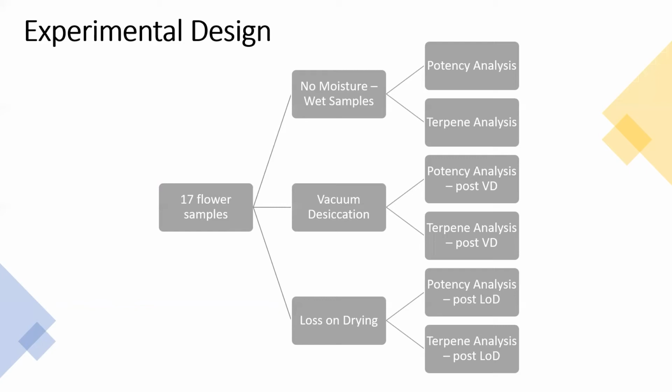Once the sample was dried, similar to what we did with vacuum desiccation, we then took that sample that was remaining and ran potency and terpene on it post loss on drying.